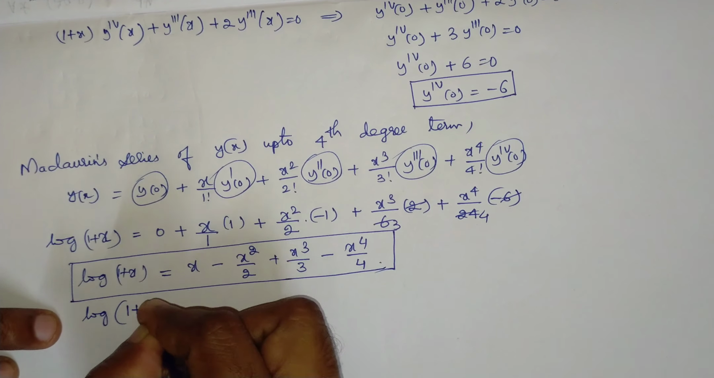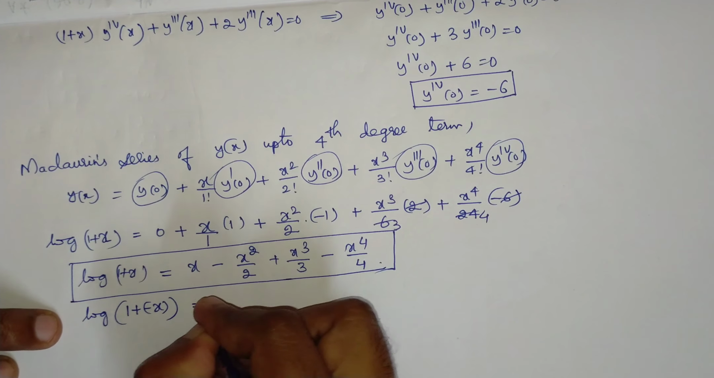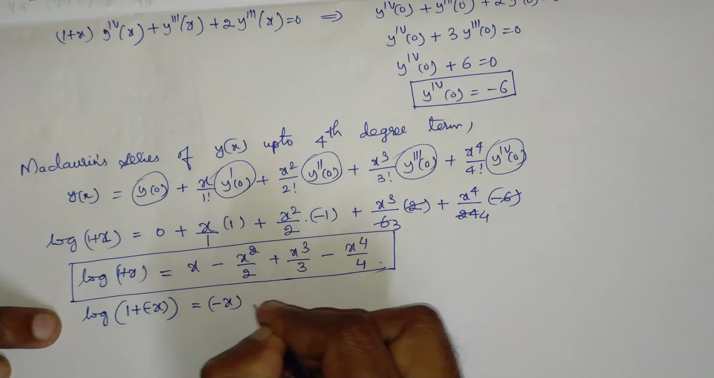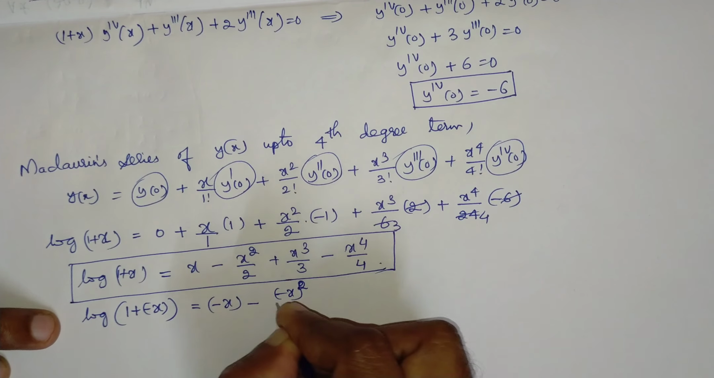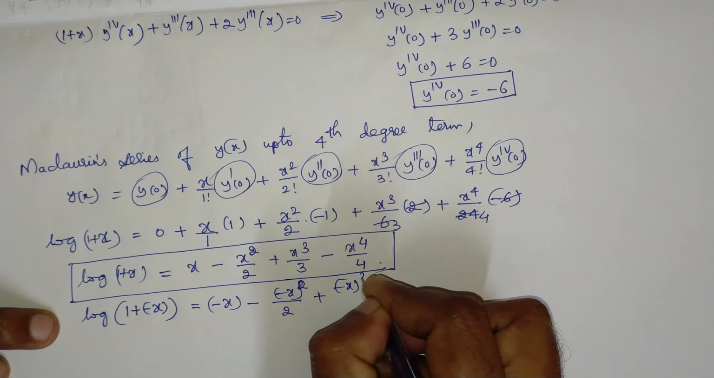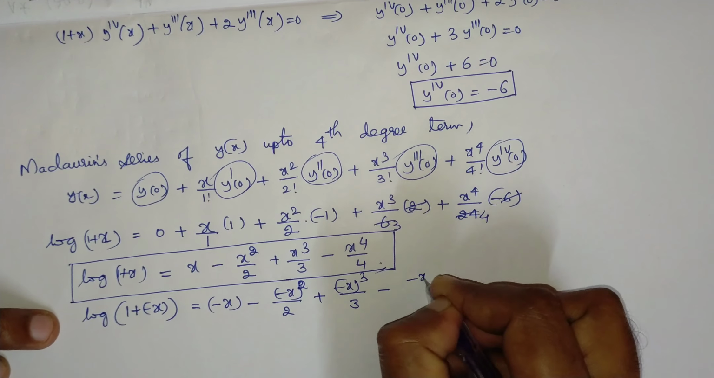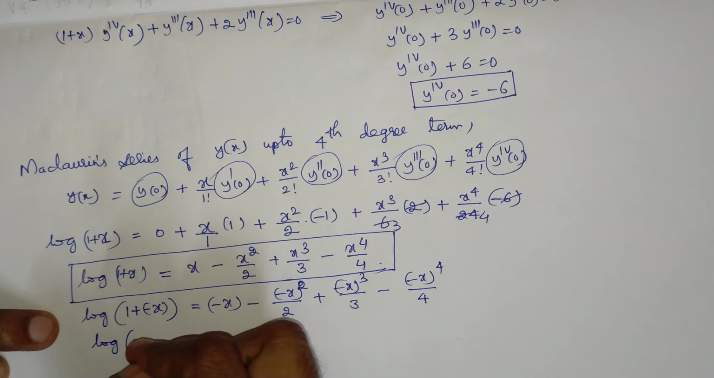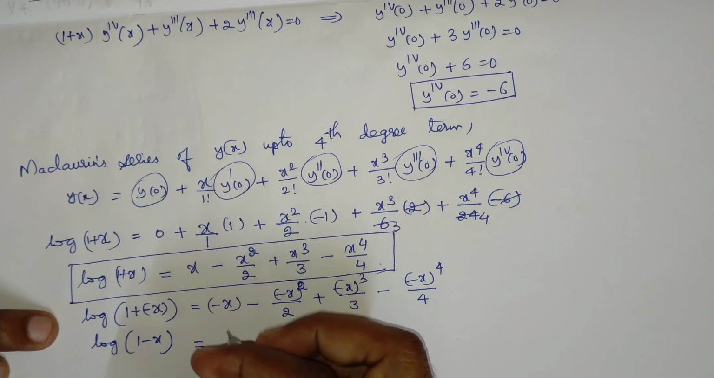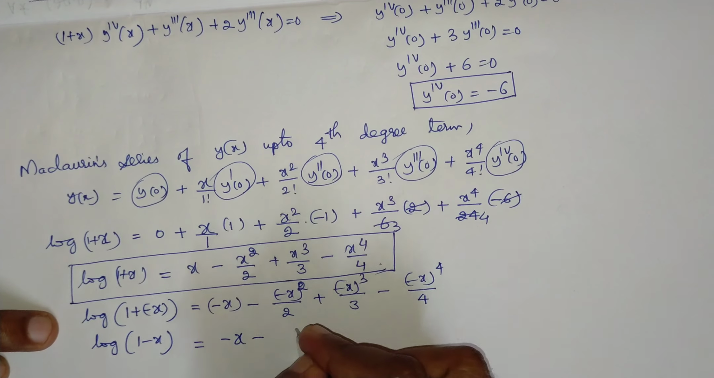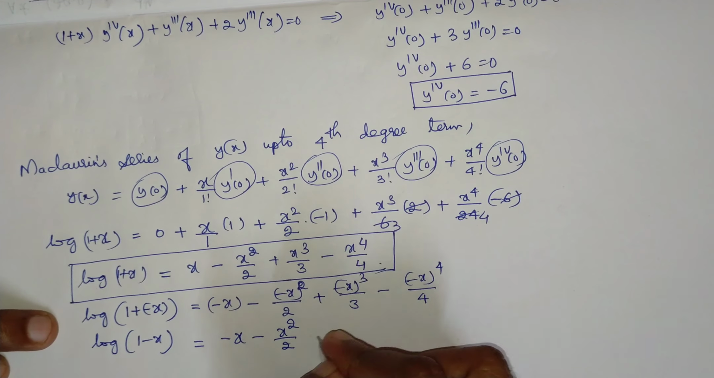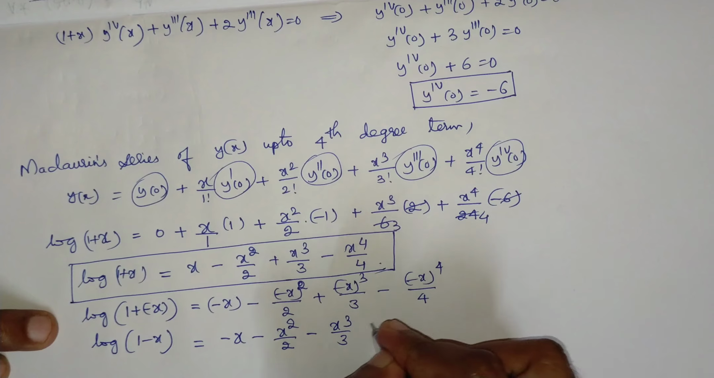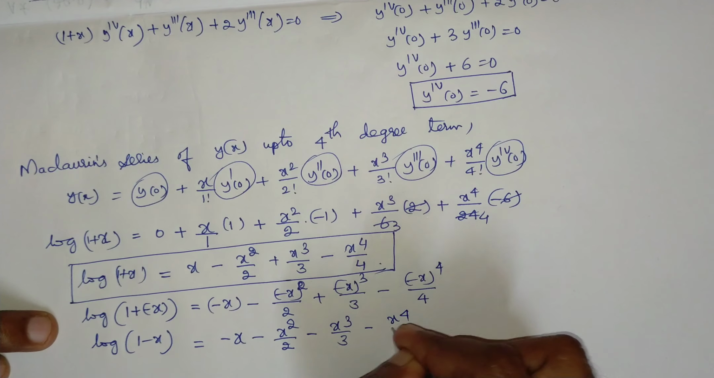So what is log of 1 plus minus 6? It is equal to, just replace x by minus 6, it is minus 6 minus minus 6 whole square divided by 2 plus minus 6 whole cube divided by 3 minus minus 6 whole power 4 divided by 4. Now this is equal to what? So log of 1 plus minus 6 is log of 1 minus 6, that is equal to minus 6 minus minus 6 whole square is x square divided by 2, minus 6 whole cube is minus x cube by 3, and minus 6 whole power 4 is x power 4 by 4, right?